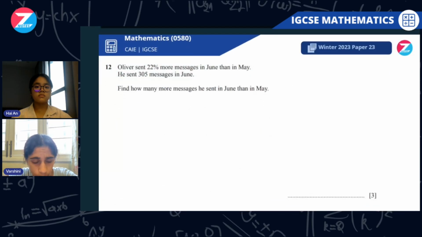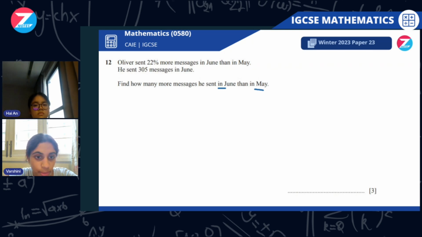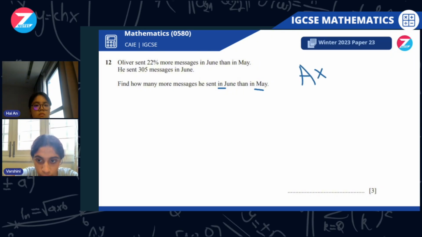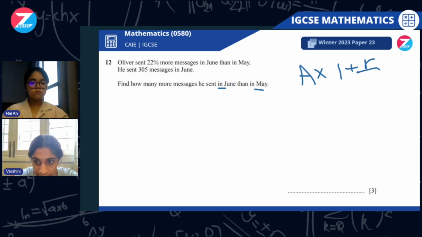Okay, question 12. Oliver sent 22% more messages in June than in May, and he sent 305 messages in June. Find how many more messages he sent in June than in May. Okay, so first let's find how many messages he sent in May. Okay, so we know that he sent 22% more, and we know that for a percentage increase, it's the amount into 1 plus the rate, or the increase, by 100.